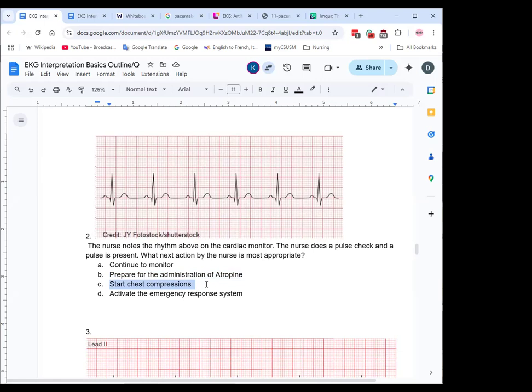Ah, asystole. Sorry, it caught my attention. And then also pulseless electrical activity. I don't think you went into too much detail on that, but technically, let's say the question literally said no pulse is present, then you'd want to start compressions.